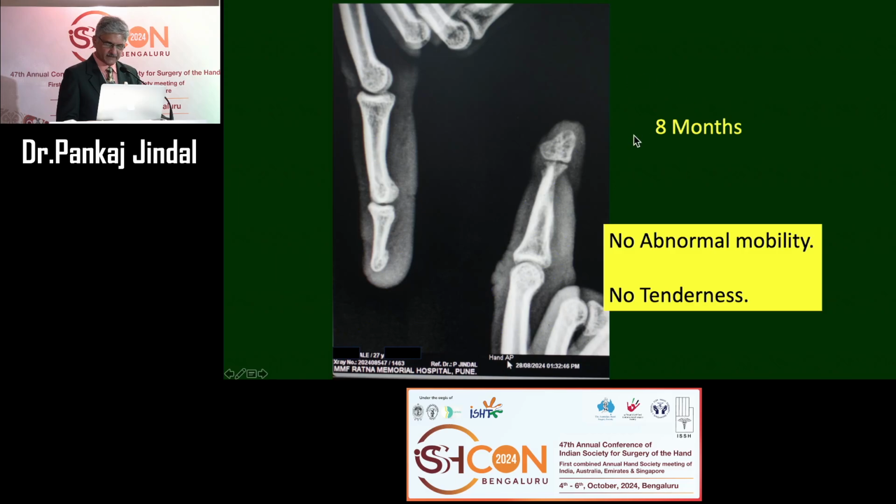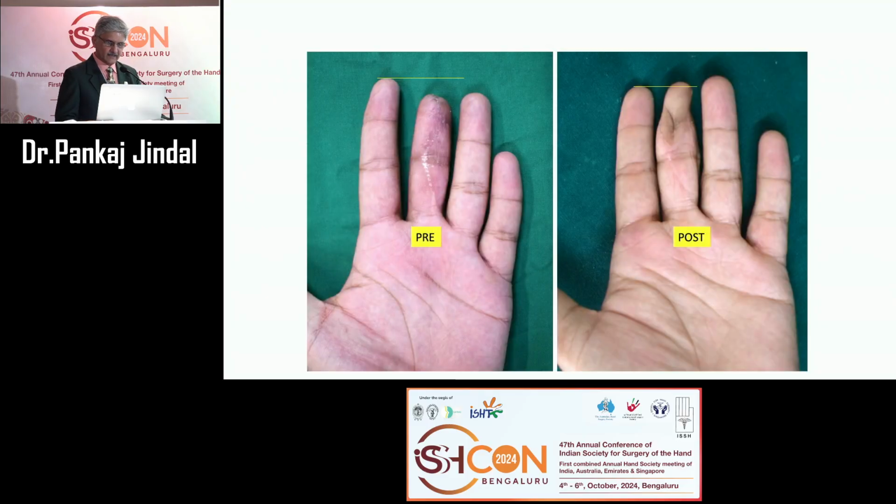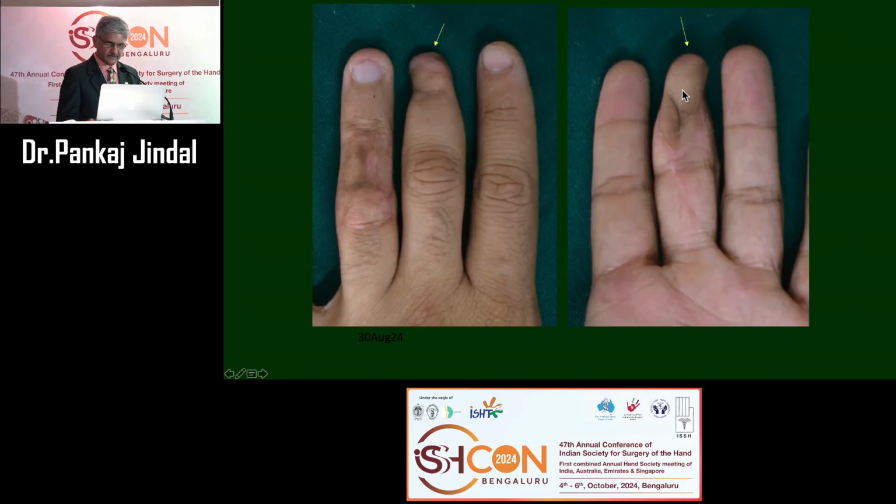After 8 months, we see some joint line, but there is no abnormal mobility and no tenderness. This is fibrous union, delayed union, whatever, but there is no pain, and he is using his computer extremely well with the affected finger. This is where we began with a shortening, and this is after lengthening of the finger, with primary healing, no infection.